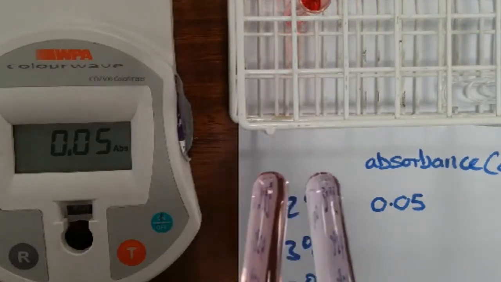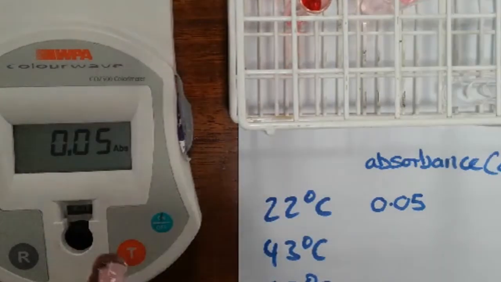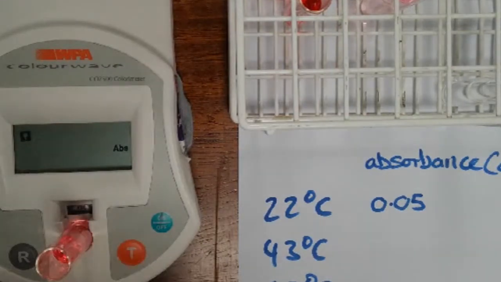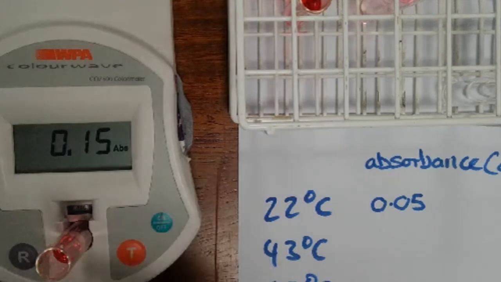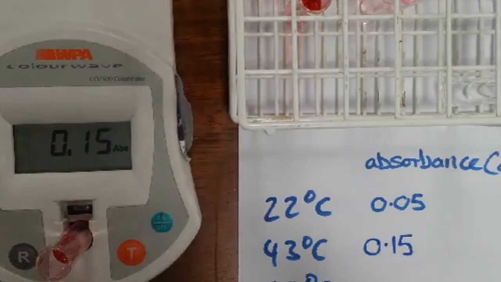And finally, I'm going to test the tube that came out of the water bath at 62 degrees centigrade. Pop that in the colorimeter. And the absorbance for that tube is 1 arbitrary unit. So it's a much, much stronger concentration of pigment within that tube than in either of the other tubes that we tested.